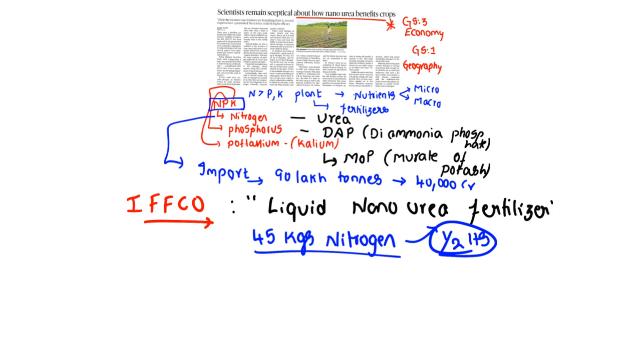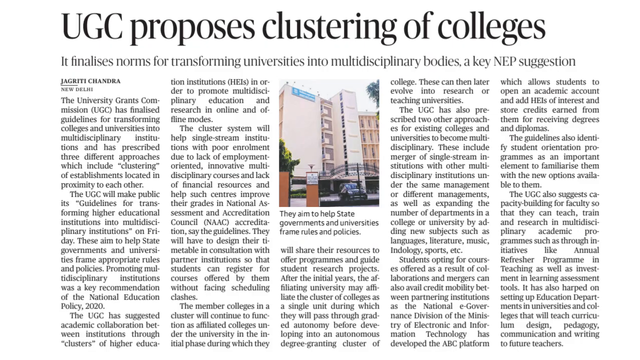Clear? So that is the reason, as conventional urea is required in large quantities, the obvious shift towards the liquid nano urea fertilizers is cost saving. But scientists remain skeptical about the nano urea benefit. It generally says the average increase of production is 7%. It is the average growth of 7%. So these are very important to understand for the topics. Clear? Yes. Next, observe this article.